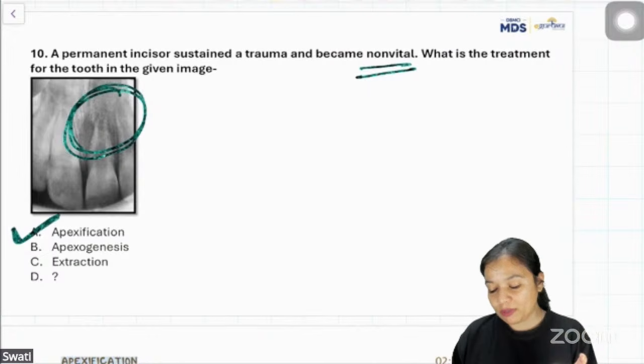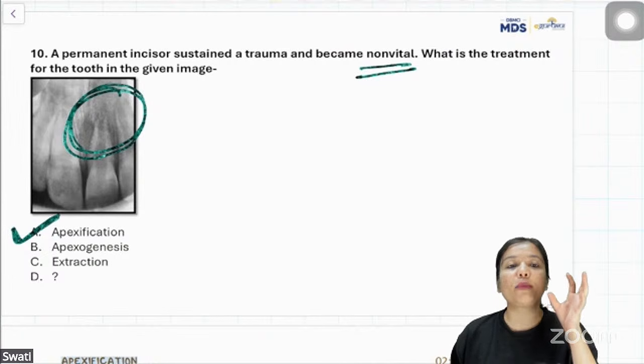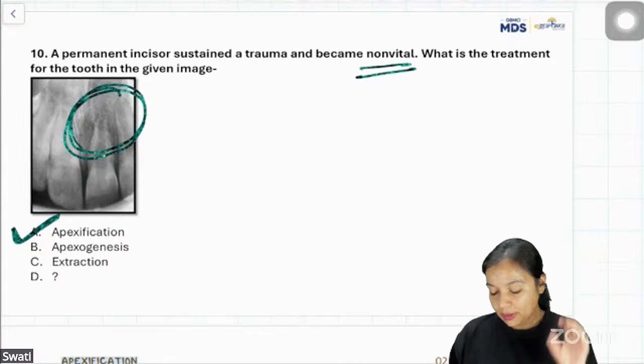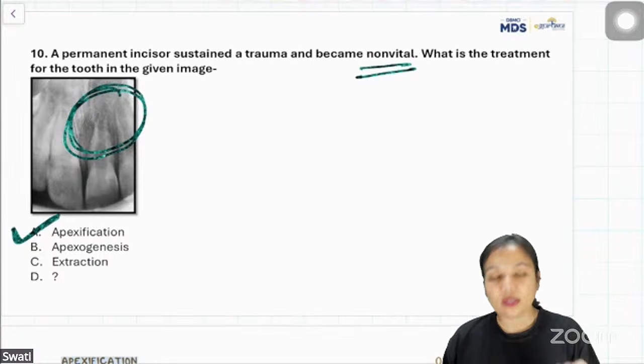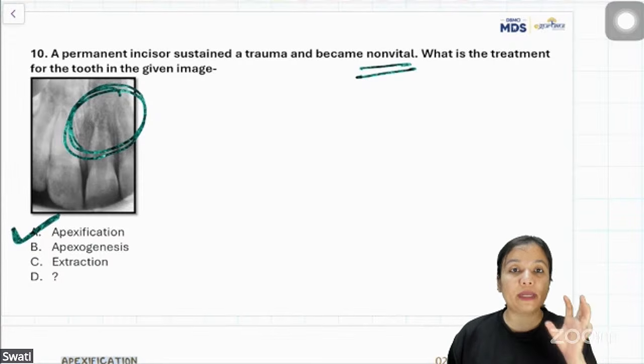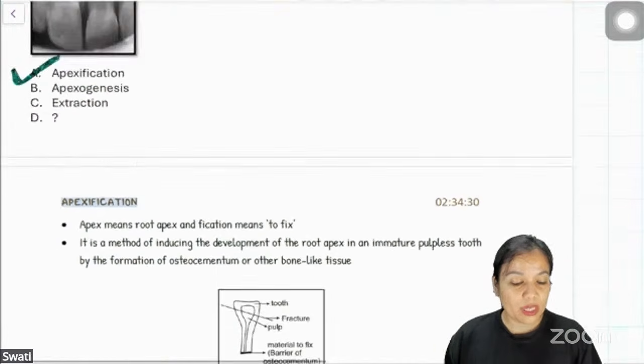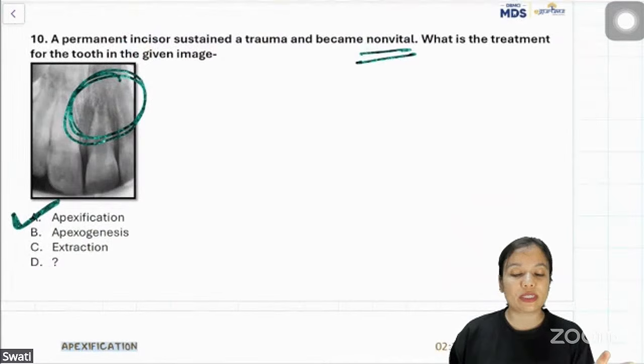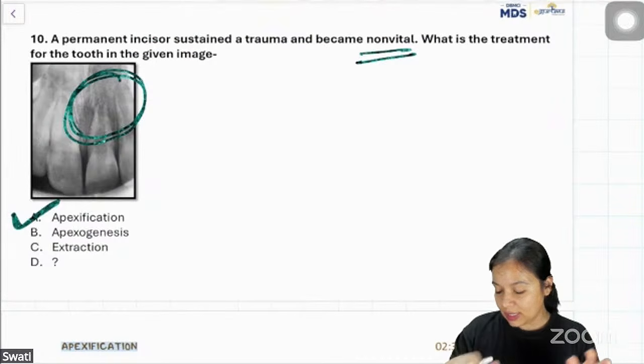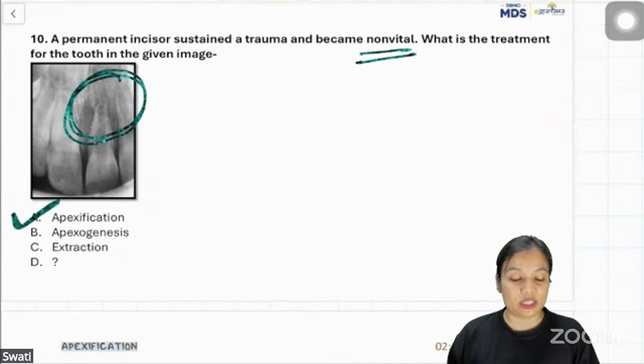If pulpotomy was mentioned, Rashmi, then you go for formocresol. Okay, right. Then it is formocresol if they had mentioned pulpotomy in the question. So this is apexification. I hope everybody has gotten this correct. Apexification is the answer here.